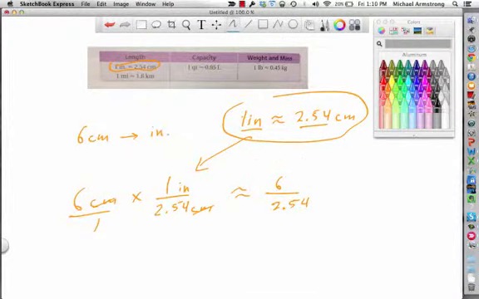So this is about 2.36. And it's about that because, let's see, if 3 centimeters were equal to 1 inch and we have 6 inches, we'd have 2 centimeters, but it's a little less than that, so we have a little more than that. All right, nice job.